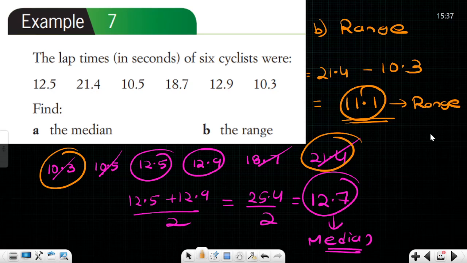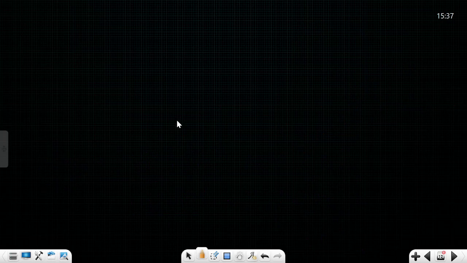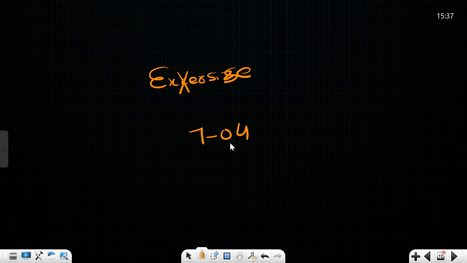Okay, Akshita, 1 minute is over. I am ending the class here because our theory for median and range is over. Now we have to start the exercise. I don't know whether the spelling of exercise is right or wrong. Let me check it once. There is no C here. Exercise 7.4 is what has to be started.